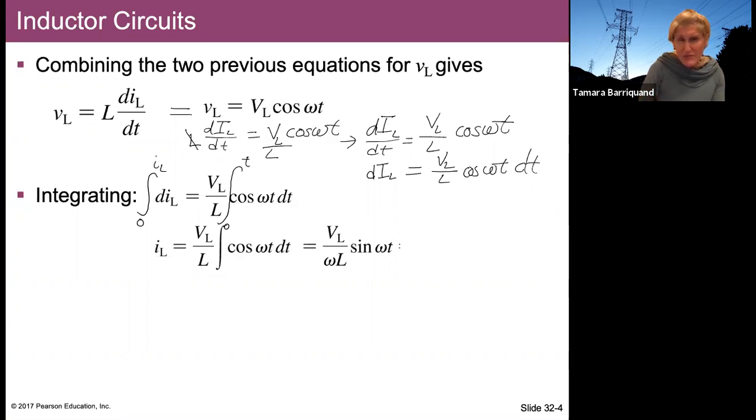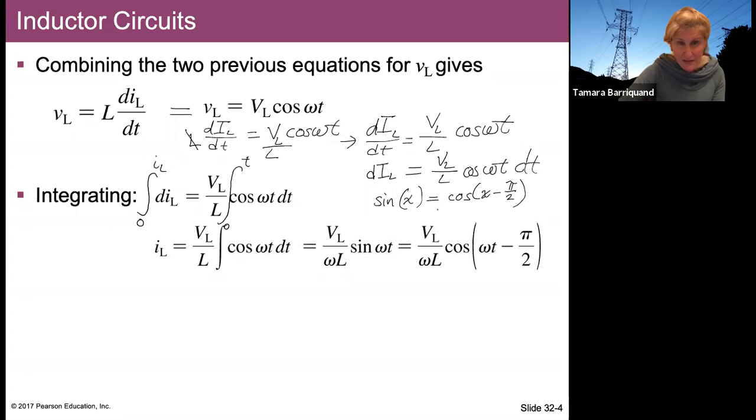Now we want this in terms of cosine, not in terms of sine, so that we can see how the phase is related. We know that sine of x, we can rewrite as cosine of x minus pi over 2, or 90 degrees.